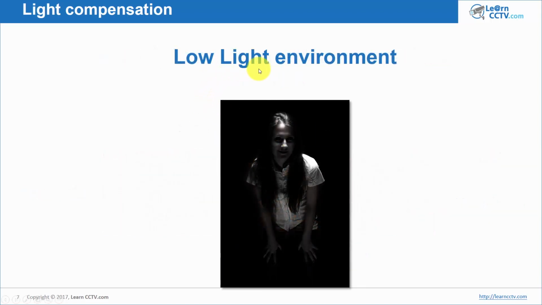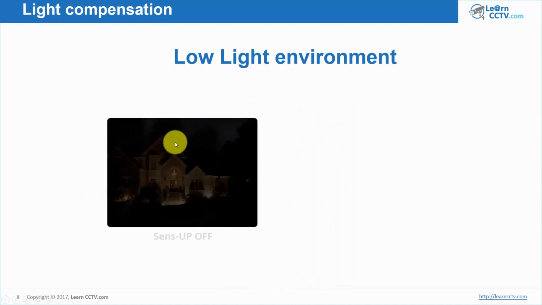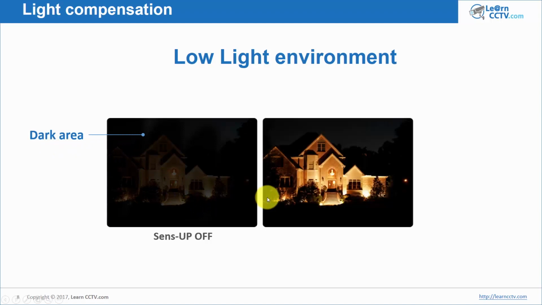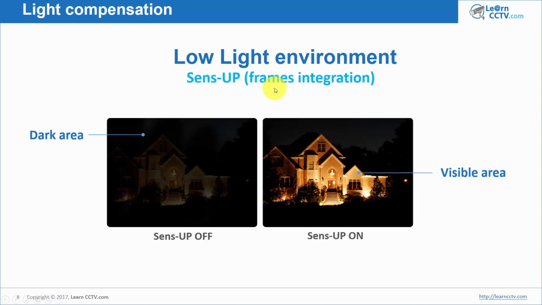So when you have a low light environment, just like this one, a low light area with an object of interest, you need to compensate for that. In this example, I have here SenseUp, the technology that I'm going to use. SenseUp is off right now, and then I have a dark area. When I turn on SenseUp, I can have an area like this. It's a visible area. And this technology works with frame integration, which I'm going to discuss in another video.